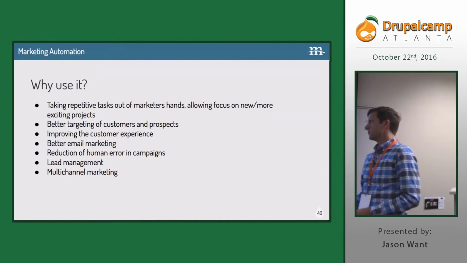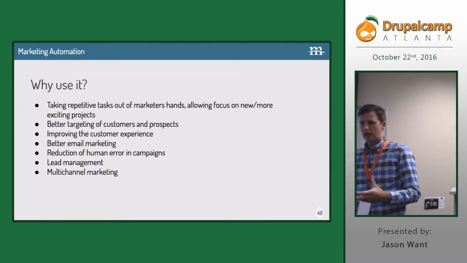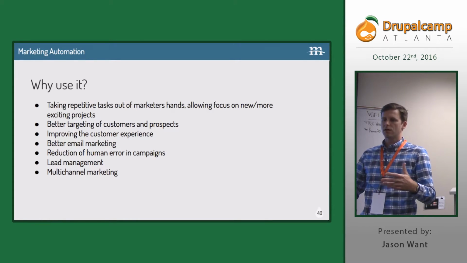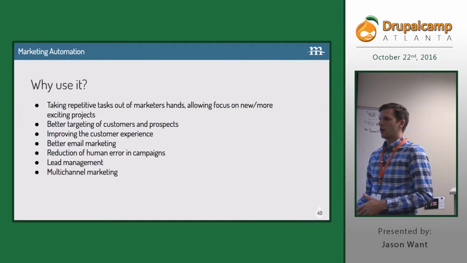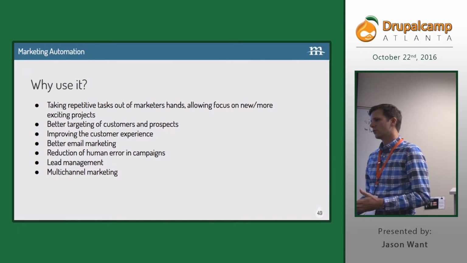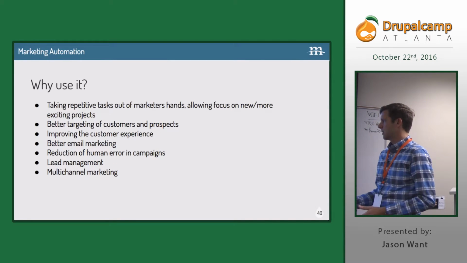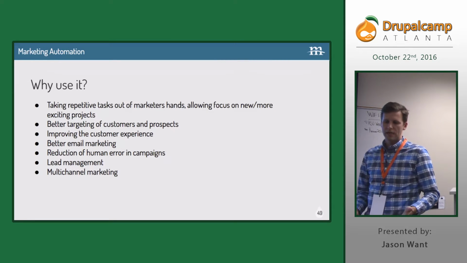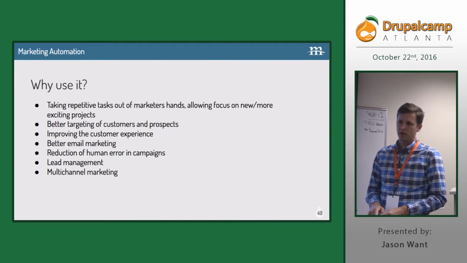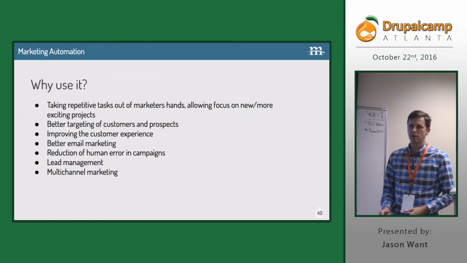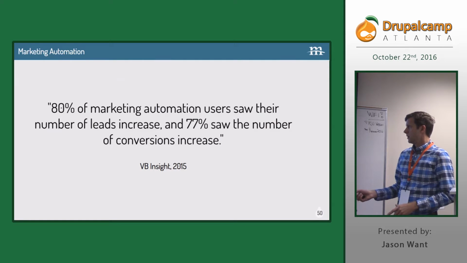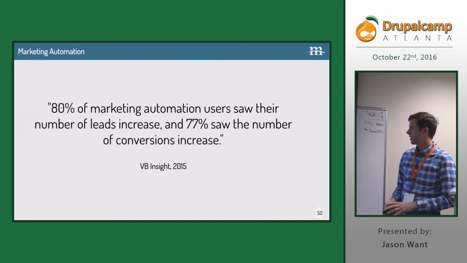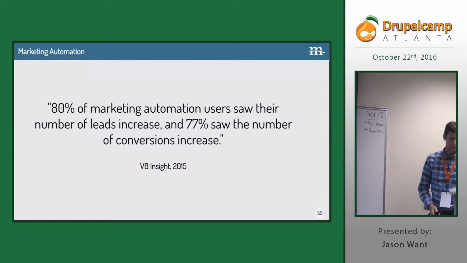And why use it? The statistics are that they're getting better leads, they're qualifying their leads, and you're seeing higher conversion rates through efforts like that. And you're reducing errors, and you're freeing up your time so your marketing staff can pursue other activities. So here's a stat here. 80% of marketing automation users saw their numbers of leads increase. And that's from that same survey.